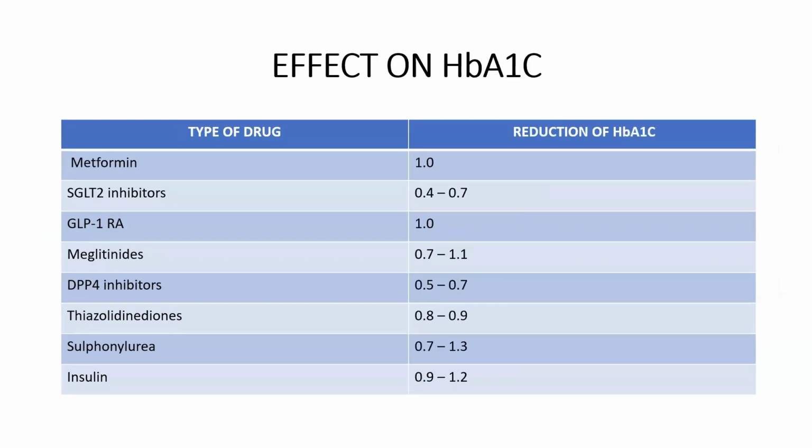And so the effect on HbA1c, this is the reduction of HbA1c. With metformin, you can see that it reduces it by 1. And in most, of course, you would see that it generally ranges near 1, but in sulfonylureas and insulin, in those two you would see the most reduction in the HbA1c. Also in the meglitinides, you can see that there's a high reduction of the HbA1c.